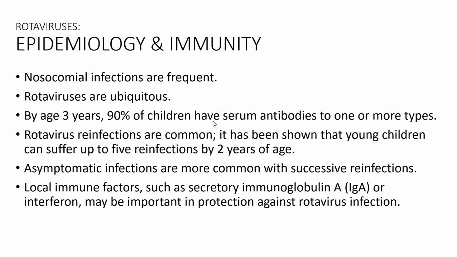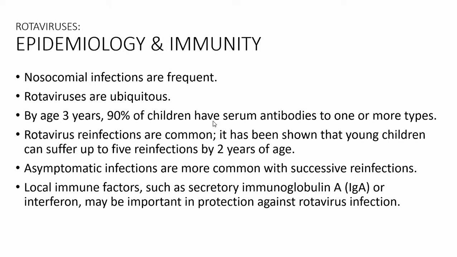Nosocomial infections are also frequent, and rotaviruses are ubiquitous. By the age of 3 years, 90% of children have serum antibodies to one or more types. This high prevalence of rotavirus antibodies is maintained until those children are already adults, which suggests subclinical reinfection by the virus. Rotavirus reinfections are common. It has been shown that young children can suffer up to 5 reinfections by 2 years of age, and asymptomatic infections are more common with successive reinfection.